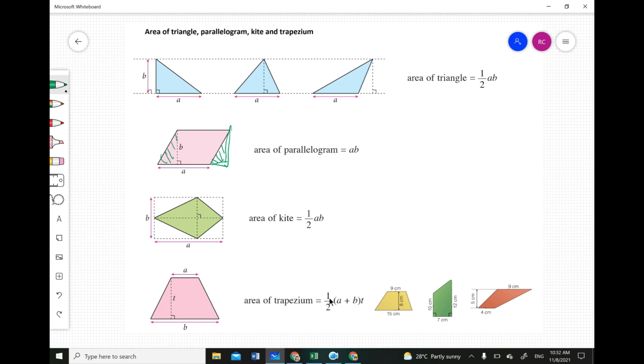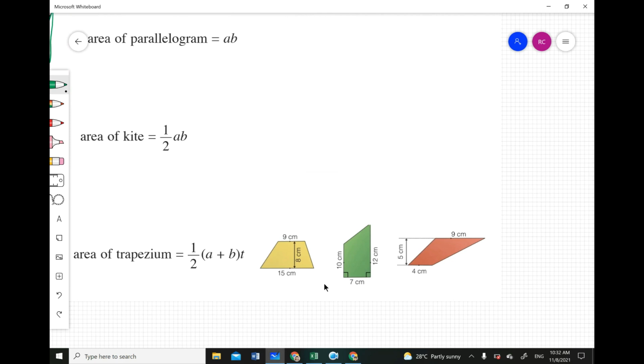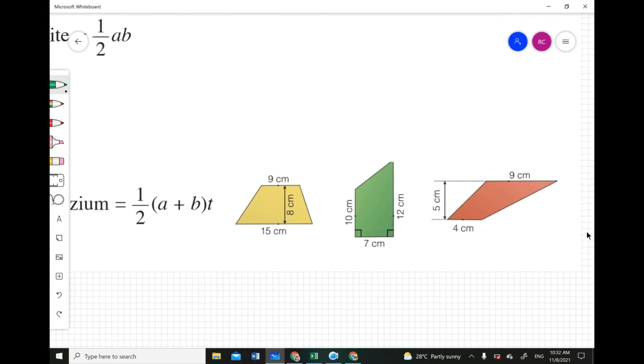It is 1 over 2 in bracket A plus B. This is the parallel line. You see, A plus B. And you multiply by the T. So you can see from here, I enlarge the figure here. Can you tell me from this trapezium here, which one is the A and B? A plus B. Can see or not? Which one is A plus B for this one? I want the A plus B only. You just let me know.